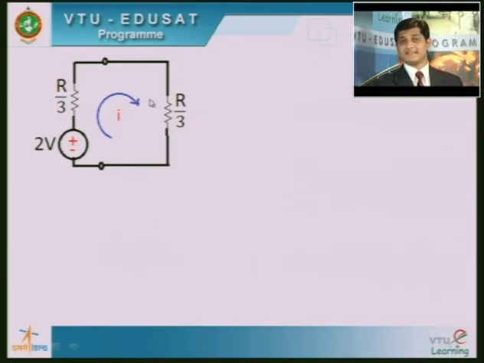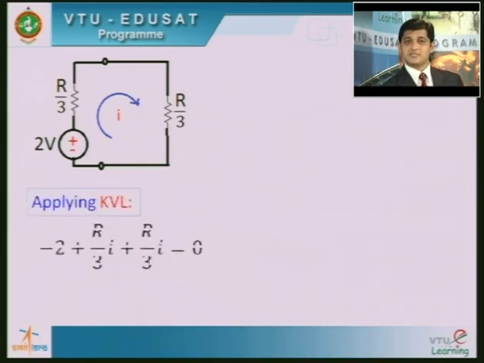But in this problem, what's happening? They have already given us the maximum power that is being transferred. And for that maximum power to be transferred to the load, what R needs to be connected in the circuit is the question. So how do we deal with it? Let's obtain I first by applying KVL. We are moving clockwise. It's minus 2 plus R by 3 I plus R by 3 I equal to 0. So this is what the KVL is all about.